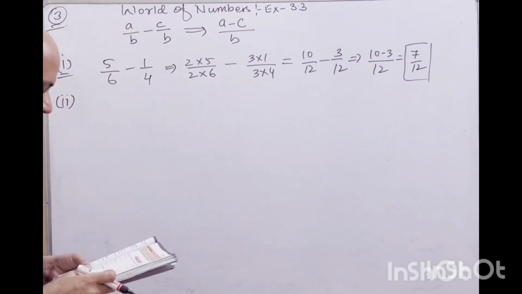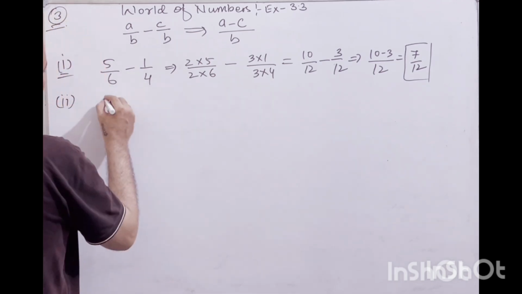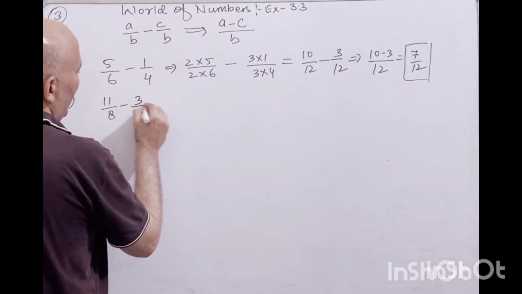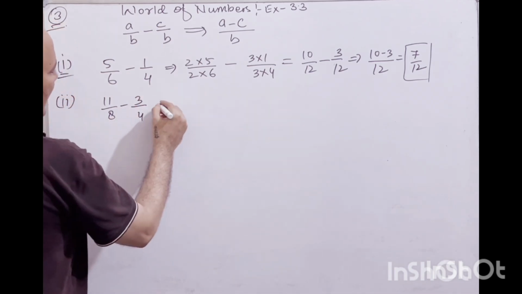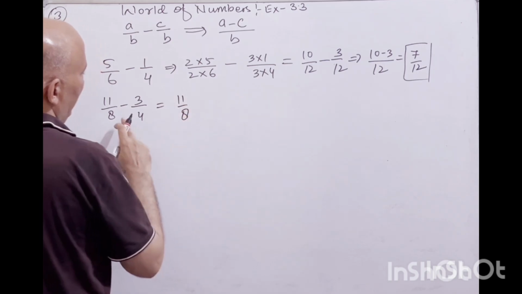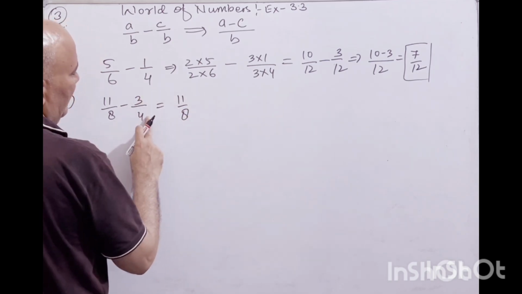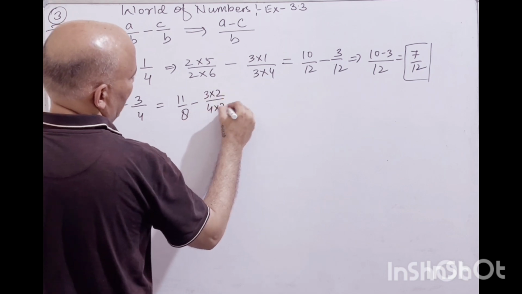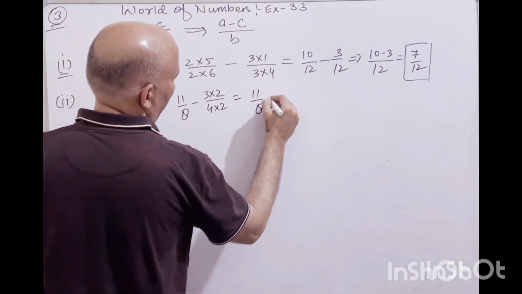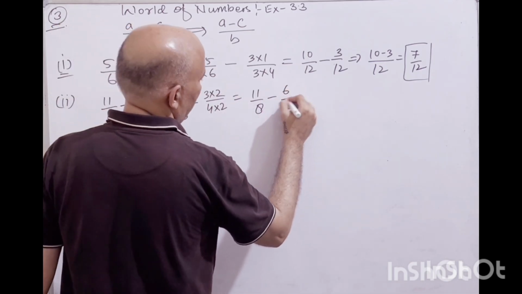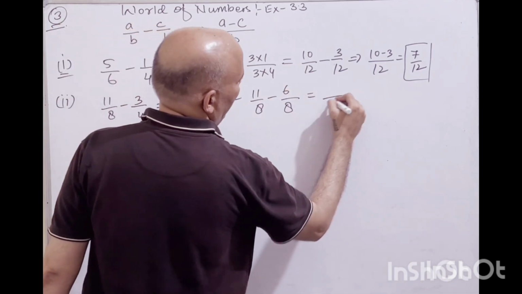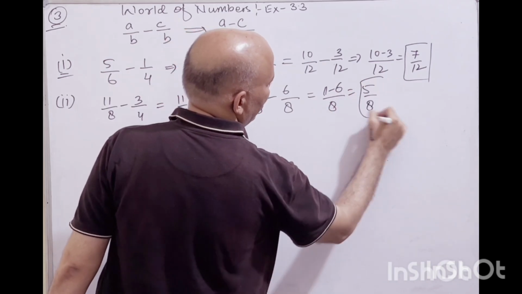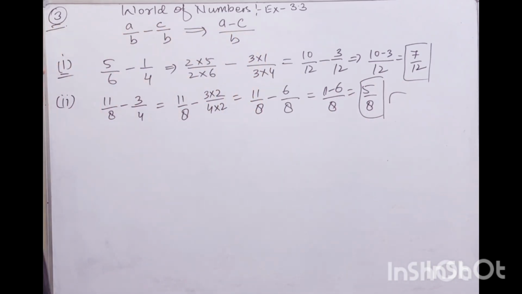In the second part, it says 11 by 8 minus 3 by 4. So we have to make the denominator 8. 11 by 8 will remain as it is, and we multiply 3 by 4 by 2 on top and bottom, so it becomes 11 by 8 minus 6 by 8. 11 minus 6 is 5 by 8. So this is your answer, 5 by 8.